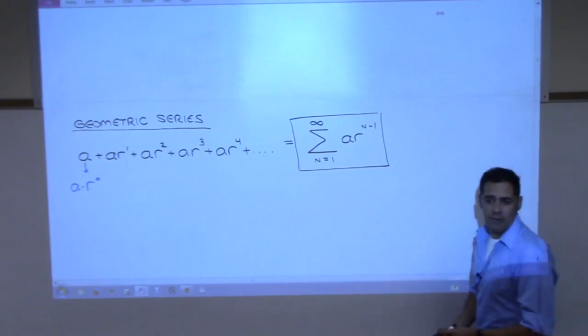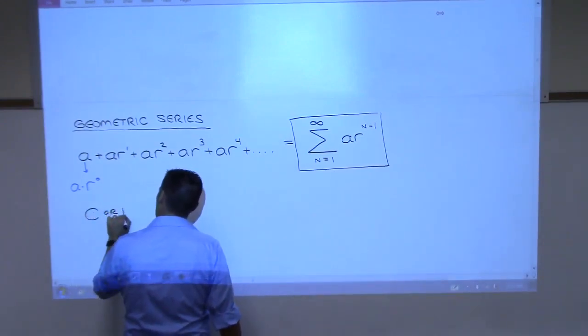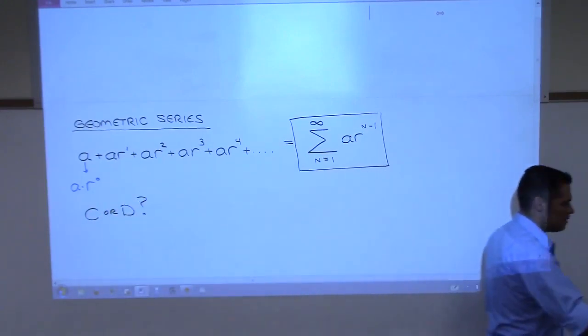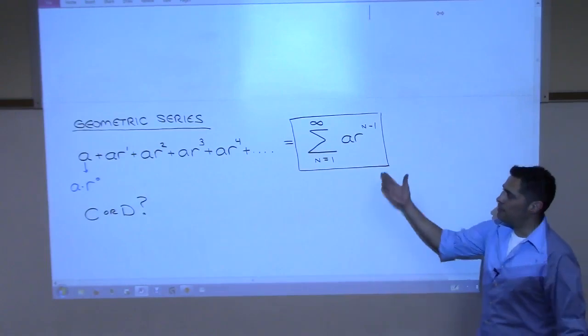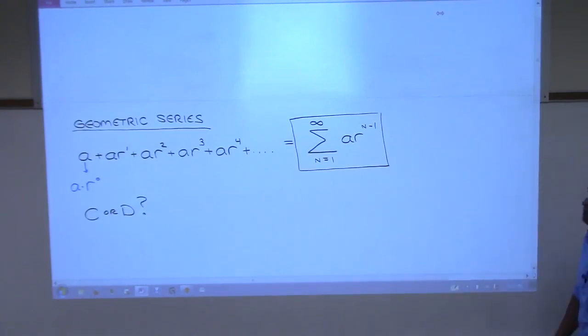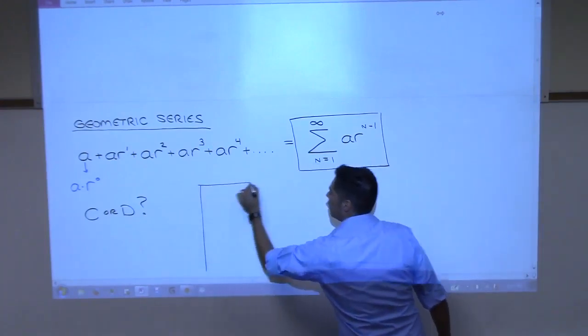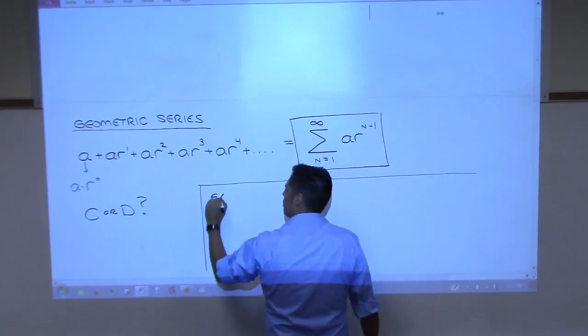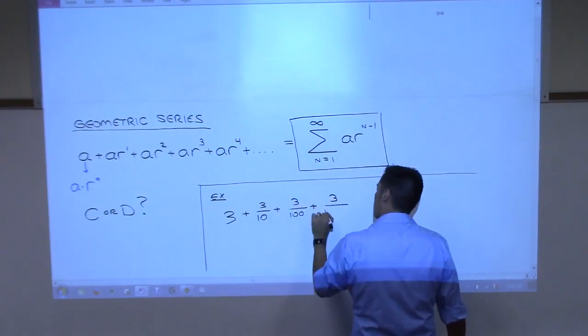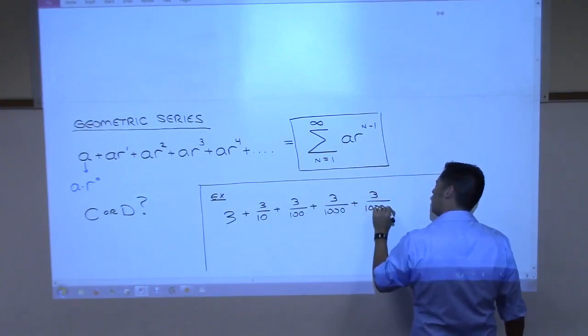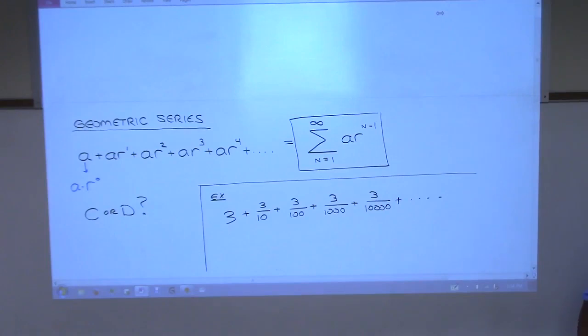So the question is, does it converge or diverge? C means converge, D means diverge. That's tough, right? I mean, you can't add this up forever. So we are going to find a way to do it. Before I actually do it, though, let me give you a specific example of a geometric series, so you can kind of see it in action. 3 plus 3/10 plus 3 100ths plus 3 1,000ths plus 3 10,000ths plus ... That's an example of a geometric series. So can you tell by looking at it what the A is? Looks like A is 3. But if A is 3, what's your R?